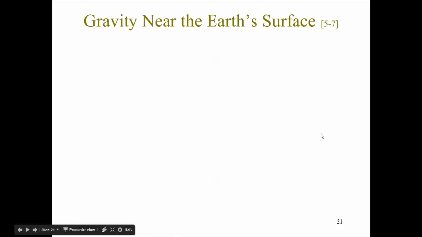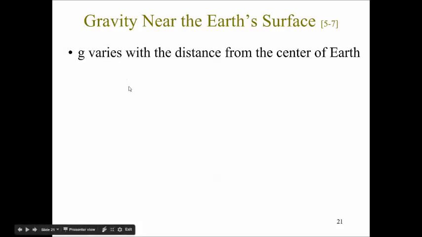Okay, so we're going to talk about gravity near the Earth's surface. As I told you when we introduced the acceleration due to gravity, it's 9.8 meters per second squared on the surface of the Earth. But what happens when we move away from the surface of the Earth, either towards the center of the Earth or away above the Earth? Well, acceleration due to gravity, little g now, varies with the distance from the center of the Earth.